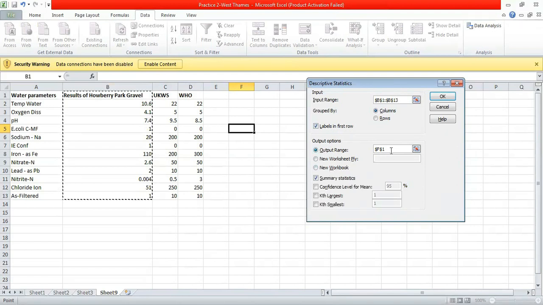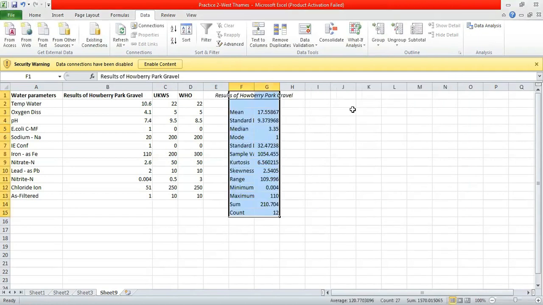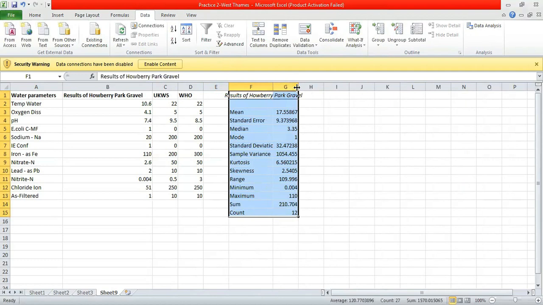So our output range, where do we want these statistics to be displayed? We are going to click on this, and we're going to select where we want that to be. Maybe let's say here. Let's click on that, and you see it has been highlighted. Doesn't matter. And then we click on summary statistics, and then we click on OK. So it's now here, and we can see what we have.